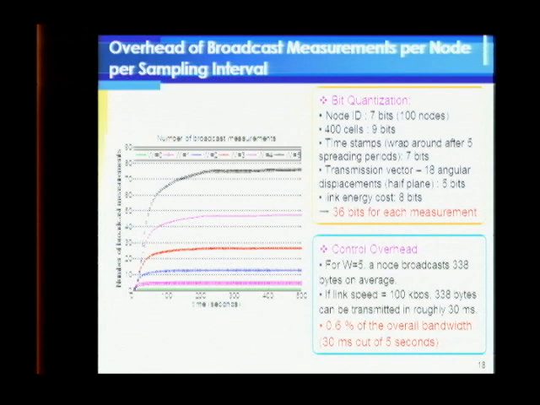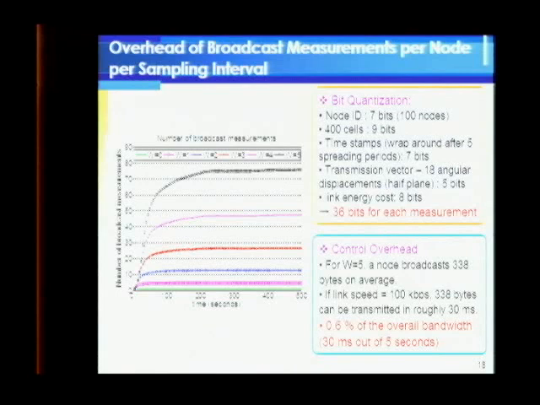Then what we did was we said, well, how many bits is that? So 75 measurements per iteration per node that need to be broadcast to the neighbors. Well, what am I broadcasting? I need to encode node ID. I have 100 nodes, so that's 7 bits to encode. I have 400 cells that I've divided as the grid in my simulation, so that's 9 bits to encode each cell. I need to use timestamps.